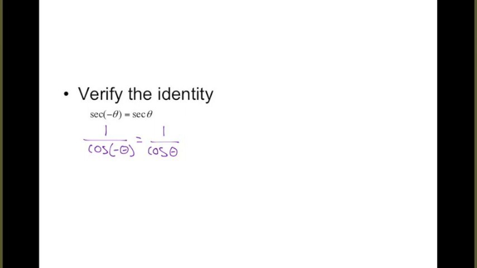Then on our identity list, it tells us that the cosine of negative theta is equal to just the cosine of theta. And in making that substitution, the two sides of this equation exactly match now, so it must be true.